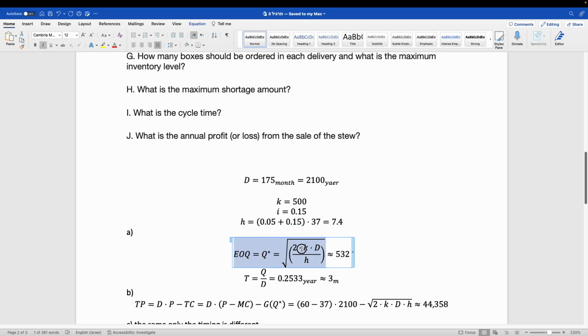And now it's really easy. We can just plug it into the EOQ formula and find the optimal order amount. So it's 532. Just to pay attention, I changed everything to work in years, so the holding cost is in years, and also the demand is in years.